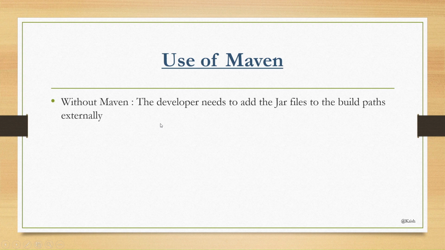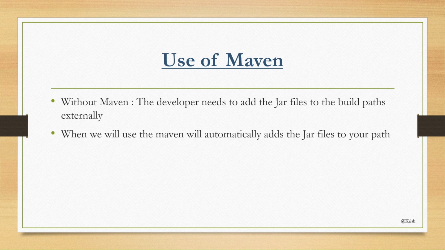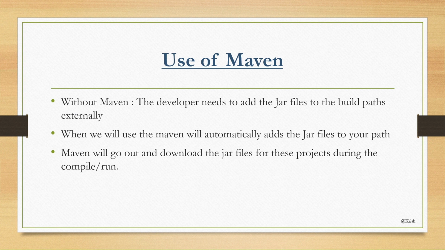So without Maven, we need to add jar files to the build path externally. It takes some time, but by using Maven, it will automatically add the jar files to your path without adding them externally and without the time complexity. And it will automatically download the jar files for you, whatever you want in the project, and when you compile or run, it will automatically add them to your project.